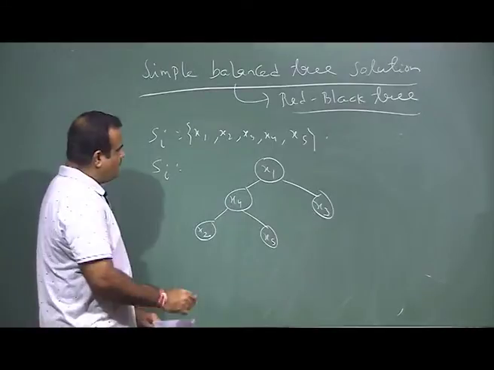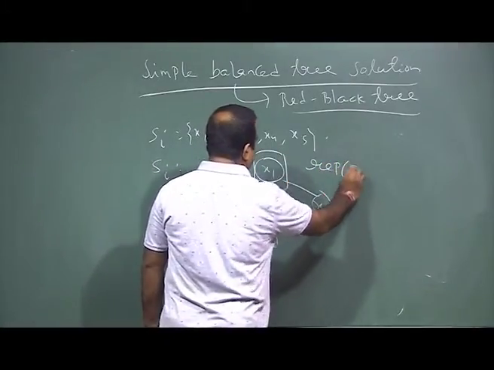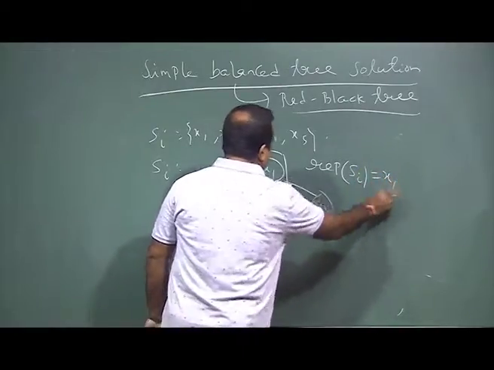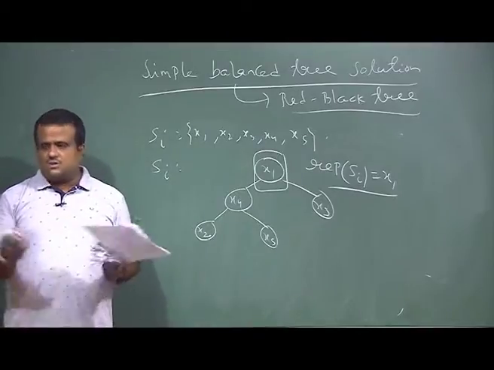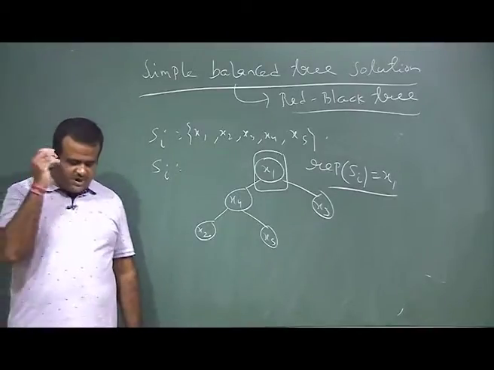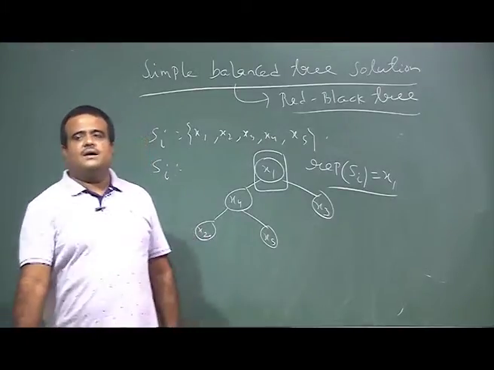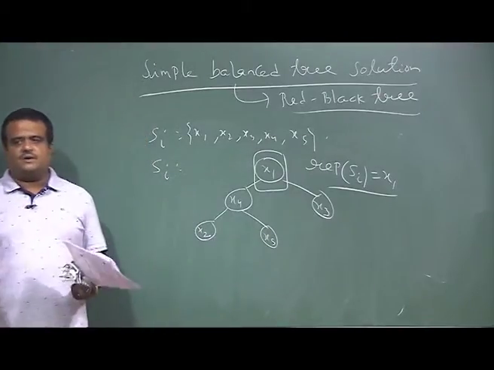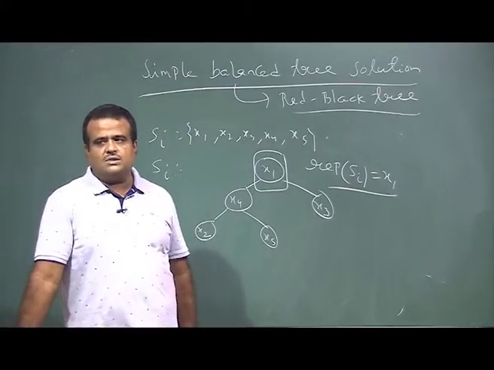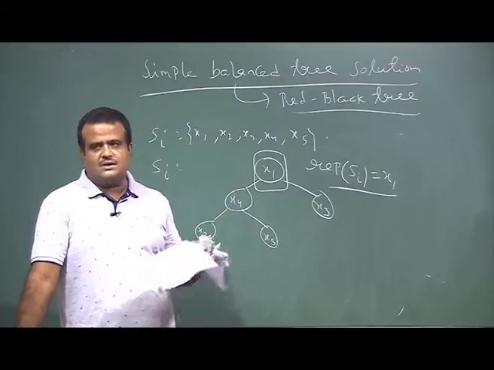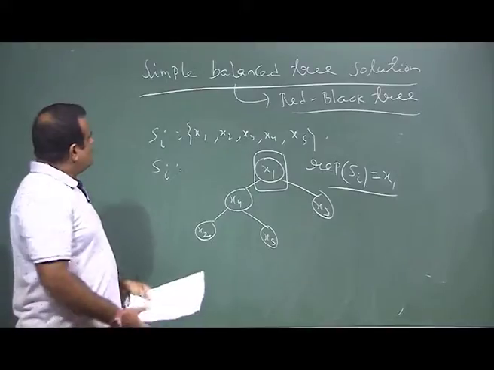Suppose this is our Si. Now what is the rep of Si? Rep of Si is basically the root, x1, the root of the tree. So this is our data structure. We just make a balanced tree with these elements and we just ignore the key. But the structure should be balanced, height should be log n. So this is our proposed data structure.